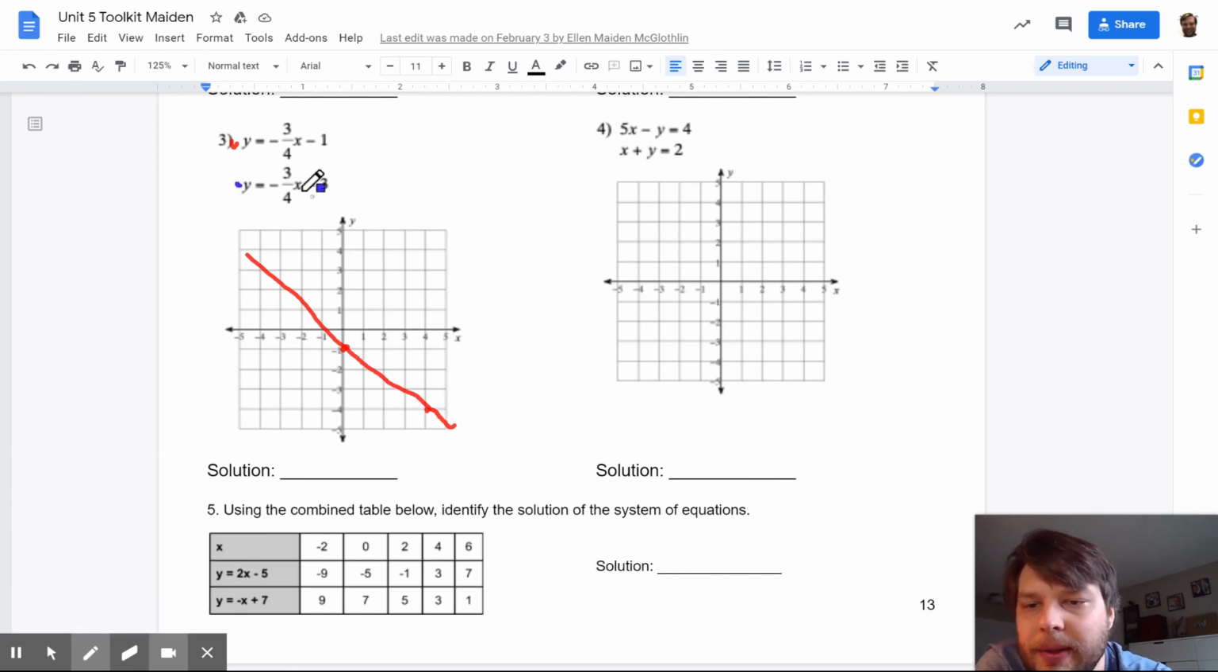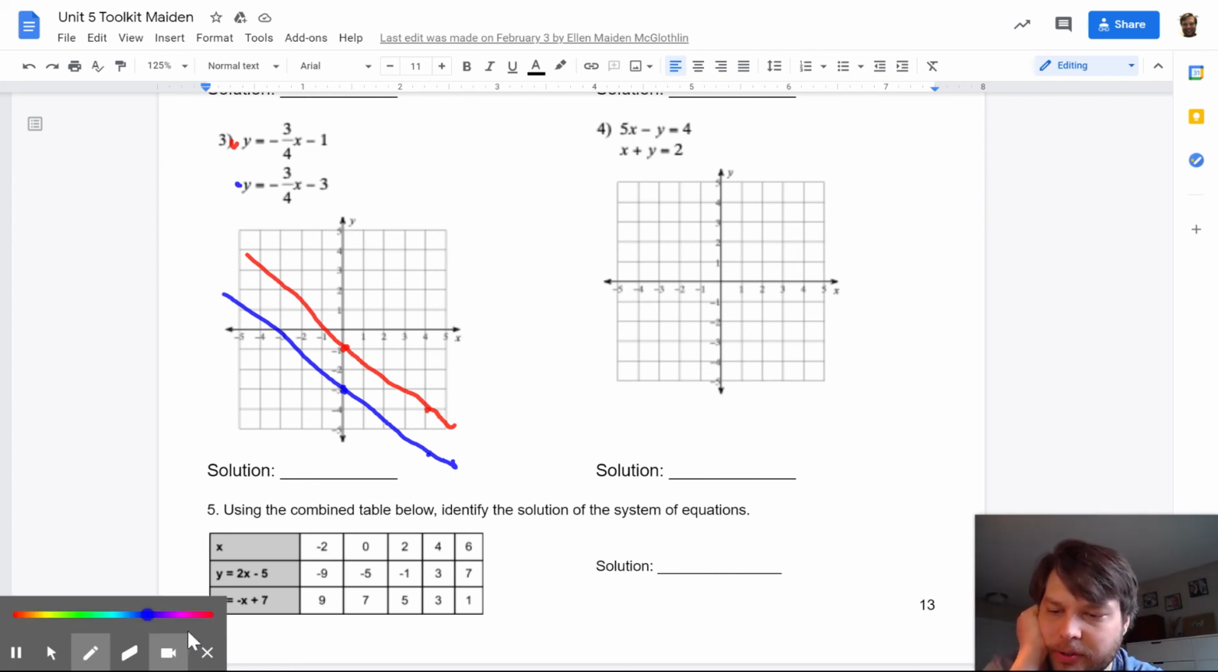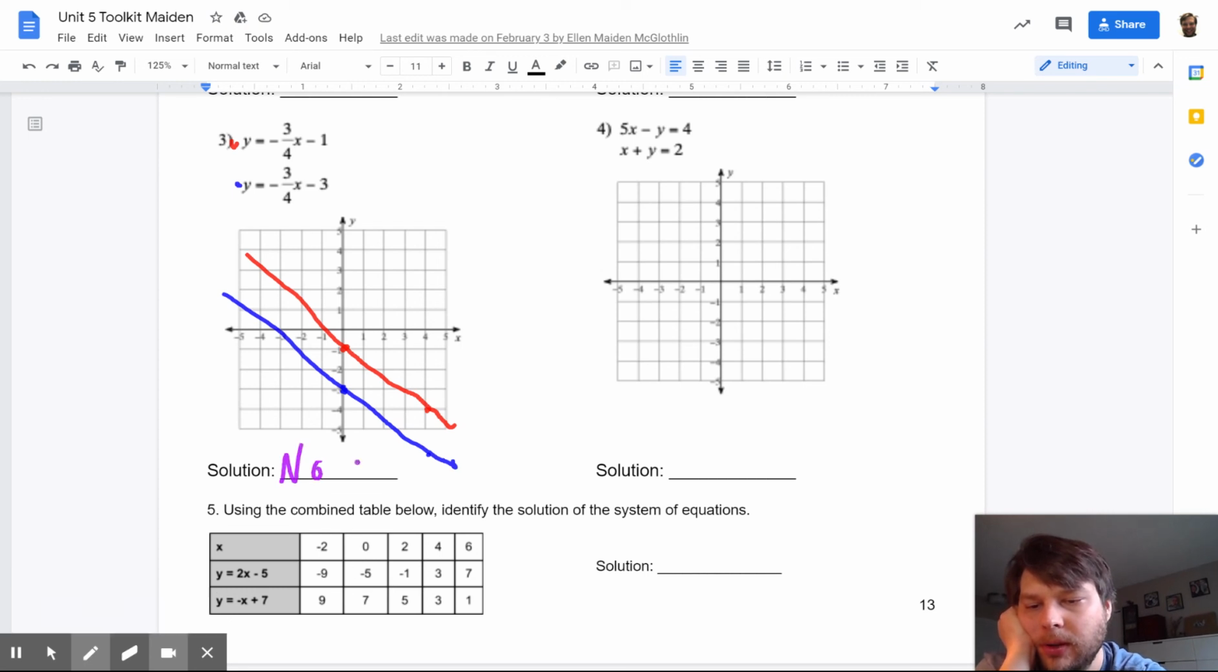I'm noticing something about this equation. I hope you notice it also, even before I graph it. The y-intercept is -3, and it also has a slope of -3/4. They have the same slope. What word can we use? We can say they're parallel. Well, this asks for the solution, but these are parallel lines. There is no solution. They will never cross. So just write down no solution.